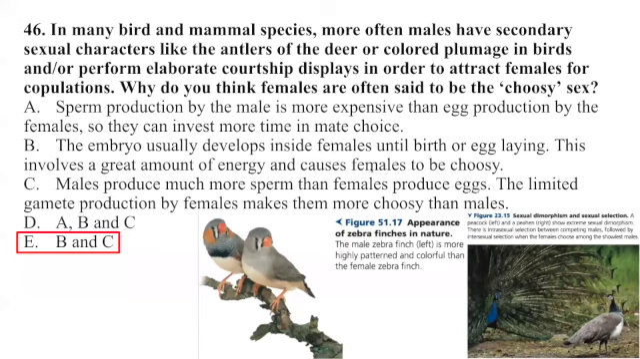46. In many bird and mammal species, more often males have secondary sexual characters like the antlers of the deer or colored plumage in birds, and or perform elaborate courtship displays in order to attract females for copulation. Why do you think females are so often said to be the choosy sex? So here, if we read through all of these, which I'm not going to do in the interest of time, E is our correct answer. And if you need to check why, you can go back to chapter 51.